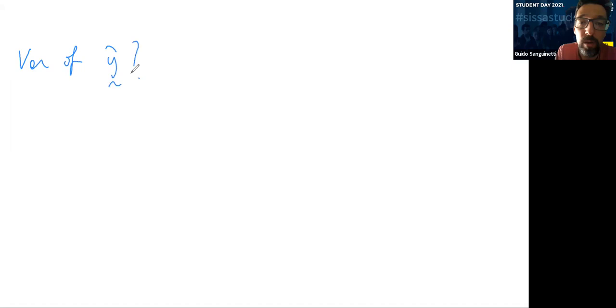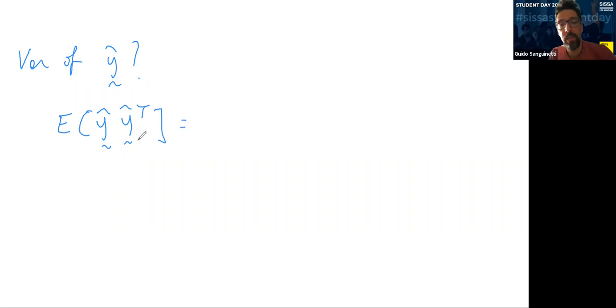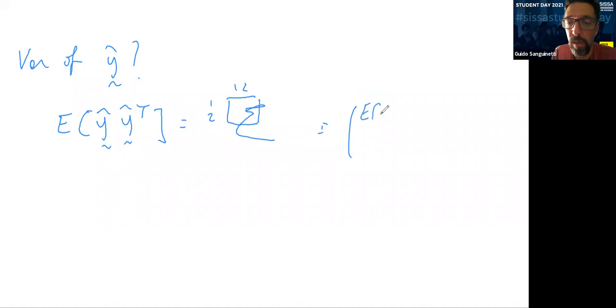Well, what we need to do, as we did before, is compute the expectation of y hat y hat transpose. But hang on a sec, that's just going to be the first 2x2 square in the sigma matrix. So this is going to be equal to the sigma matrix where I take just a chunk. Because this is going to be the little matrix, expectation of y1, yn transpose. Well, this is a number. And so on.